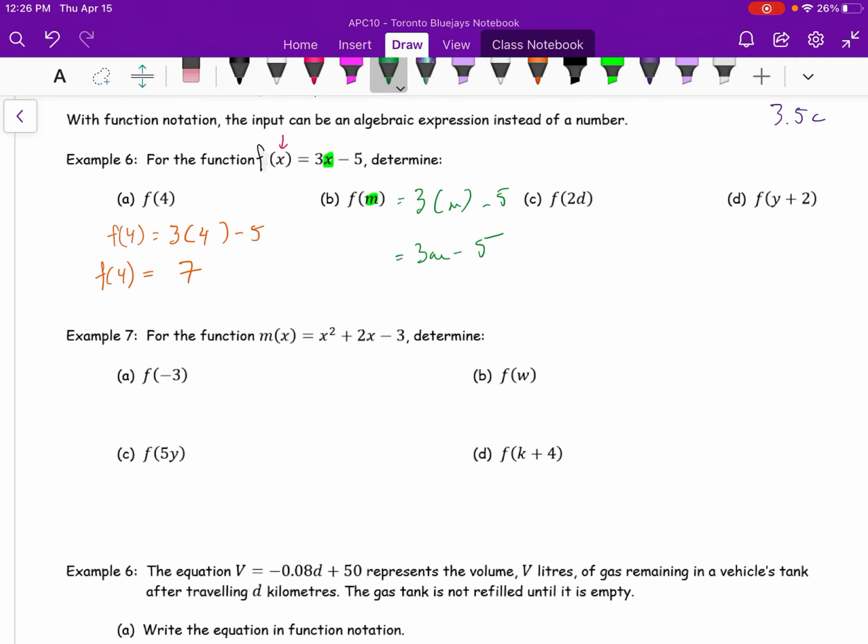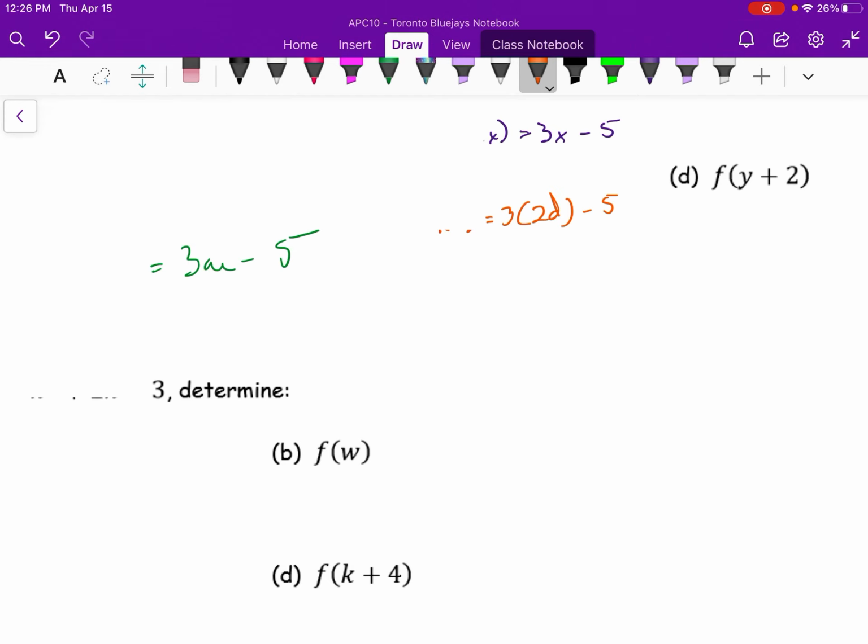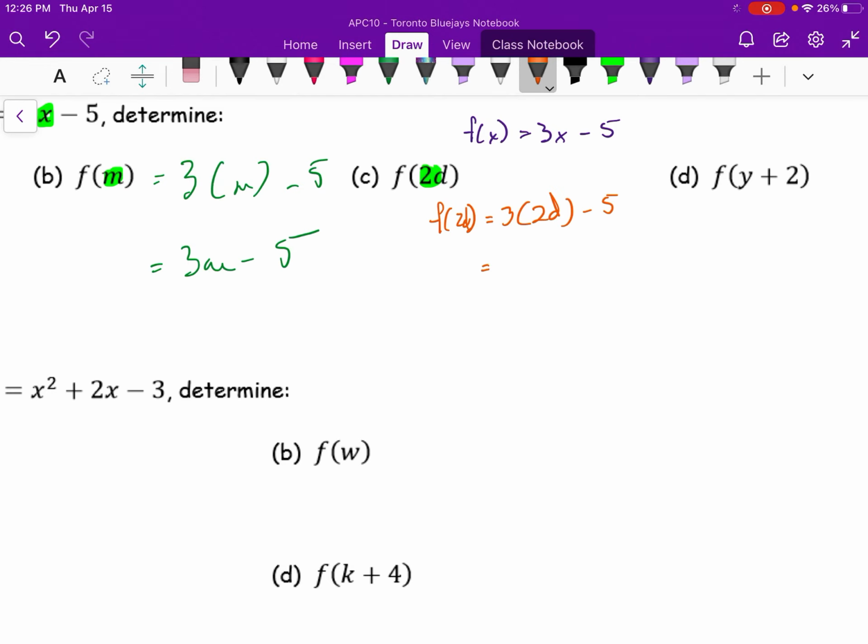f of m. Now I'm going to zoom this in a little bit, and I'm going to write in f of x is equal to 3x minus 5. And right now my input is 2d. So f of 2d is equal to 3 times my input minus 5. And my input happens to be 2d. So now I'm going to multiply this first term. It ends up being 6d minus 5.